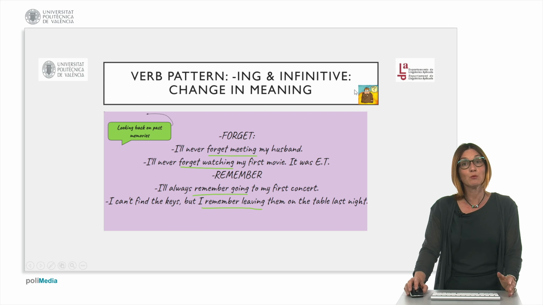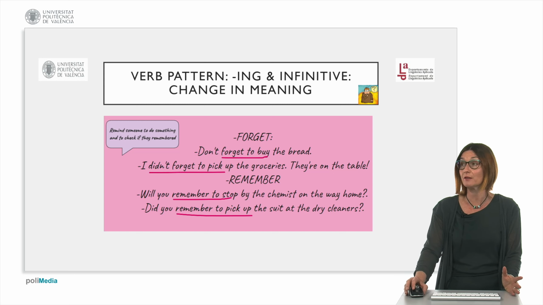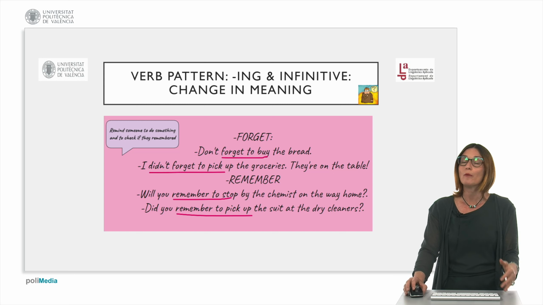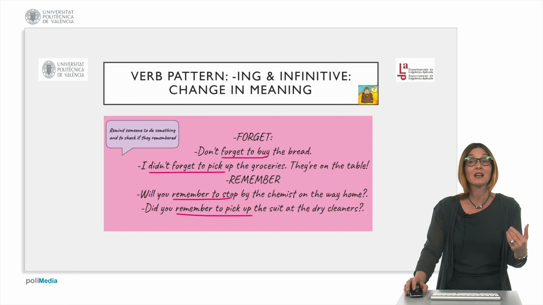Right, now we're going to see what happens when we use these verbs plus the infinitive. Right, so when we use forget and remember with the infinitive, what we are doing is reminding someone to do something. Or we are checking if they remember to do something. Okay, so you can say, don't forget to buy the bread. So you are telling the person, you are reminding the person, please buy the bread. Or you can use it in the past and say, I didn't forget to pick up the groceries, they're on the table. Okay, so this person remembered to do something that they had to do.